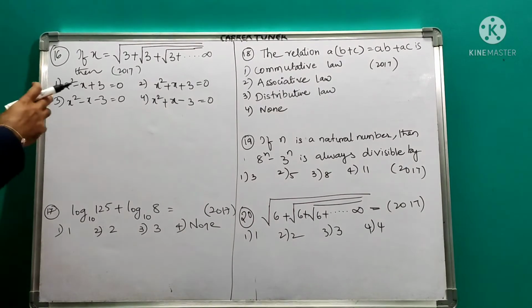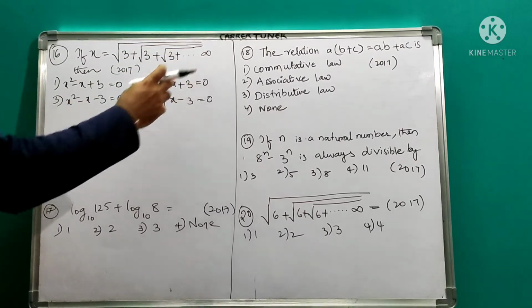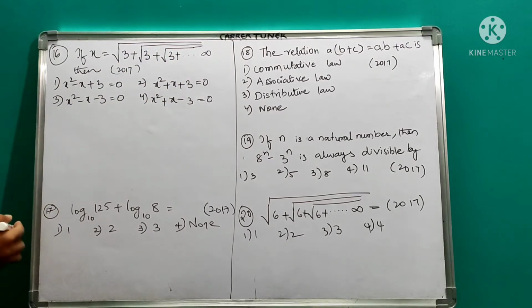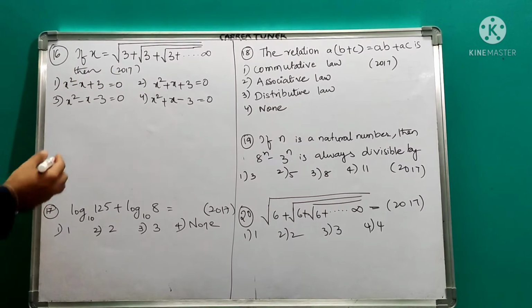Yeah, next, 16th question. If x is equal to root 3 plus root 3 plus root 3 plus and so on till infinite, then x is equal to? So what I am going to do here, the answer is given in the form of a quadratic equation. So how to solve this?